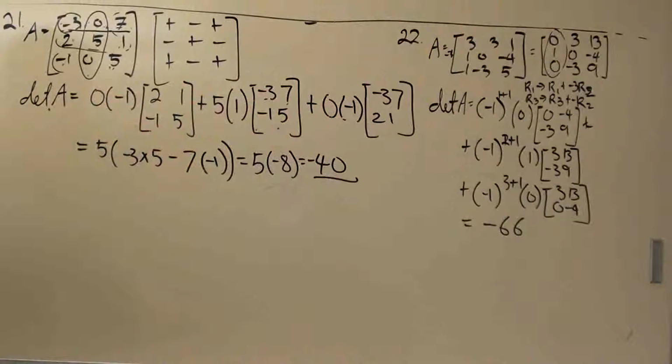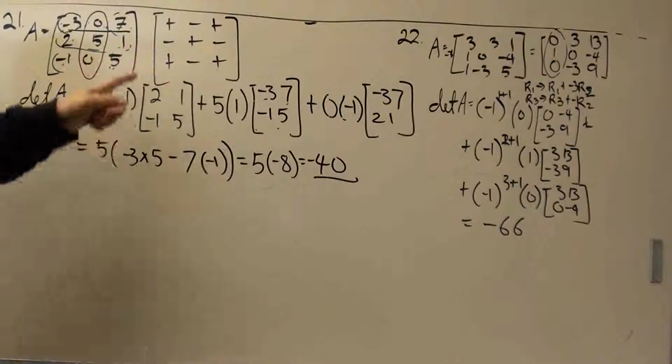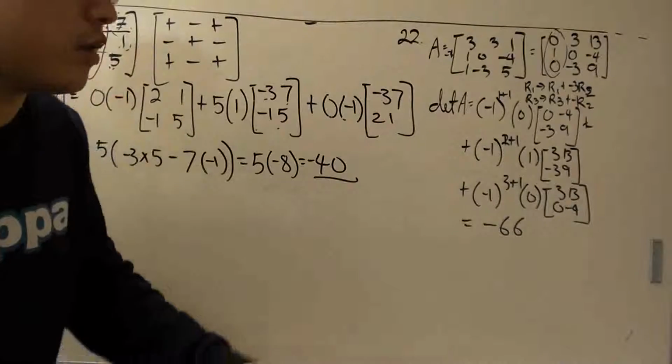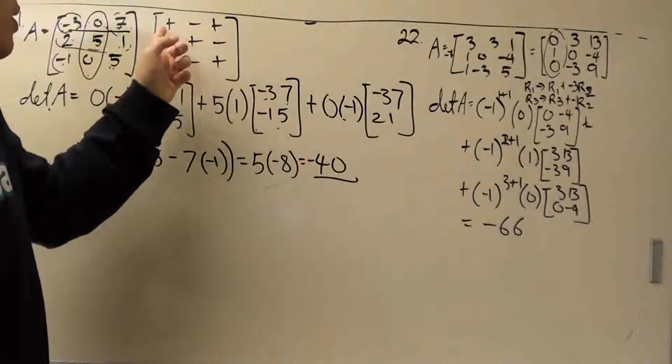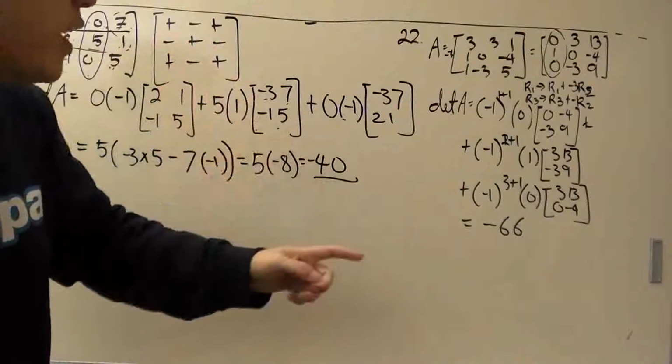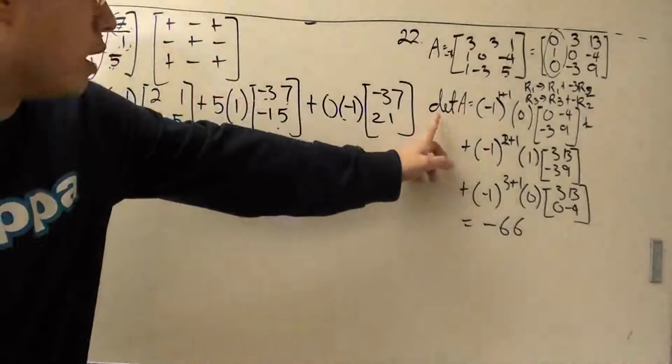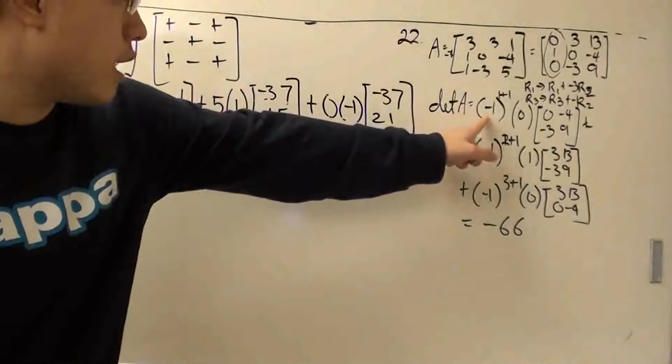But there's another way to do this. I'd recommend the sign chart simply because it's much easier to deal with. But there's another way, and this actually also explains why you have plus signs in this specific order. We'll find out why. So if we look at this one, determinant A. So again, it's a negative 1.